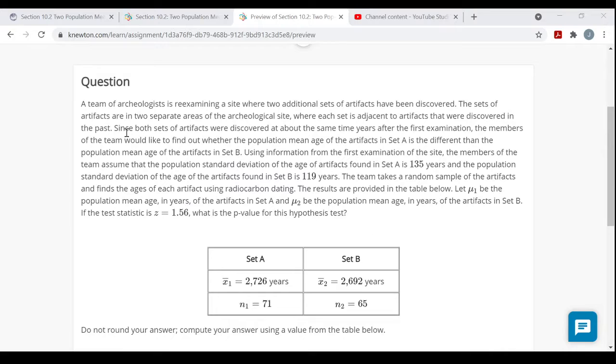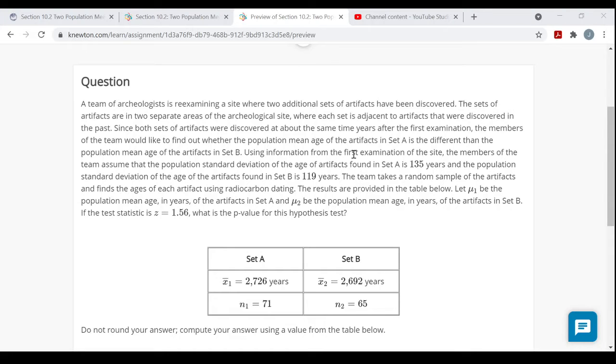Alright, so here a team of archaeologists is re-examining a site where two additional sets of artifacts have been discovered. The sets of artifacts are in two separate areas of the archaeological site, where each set is adjacent to artifacts that were discovered in the past. Since both sets of artifacts were discovered at about the same time, years after the first examination, the members of the team would like to find out whether the population mean age of the artifacts in set A is different than the population mean age of the artifacts in set B.